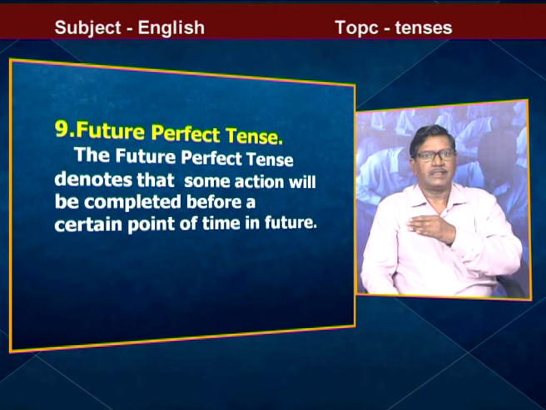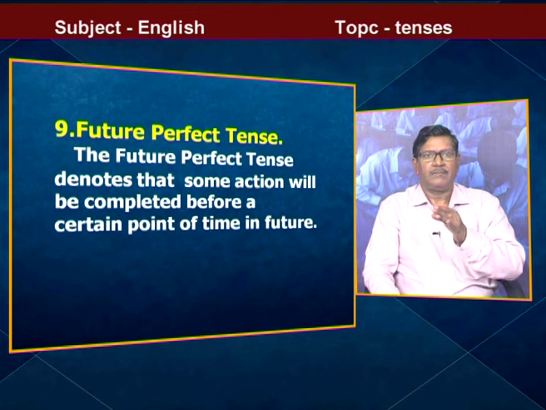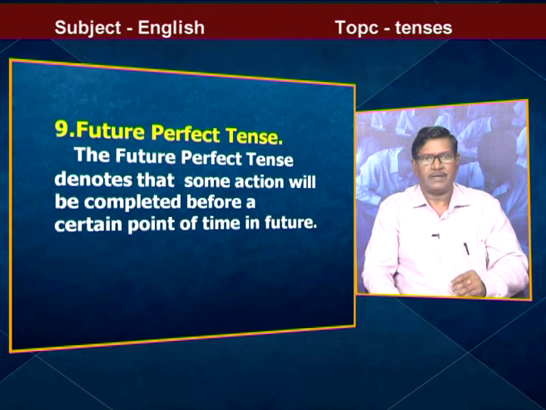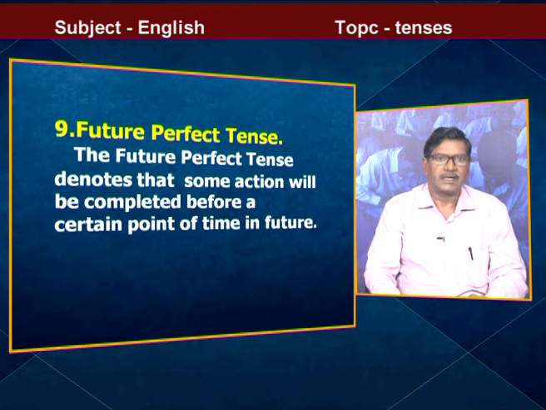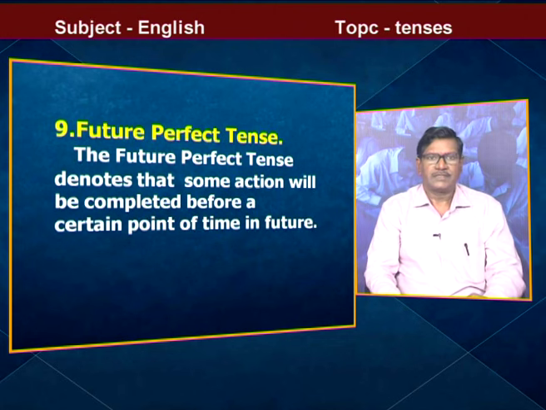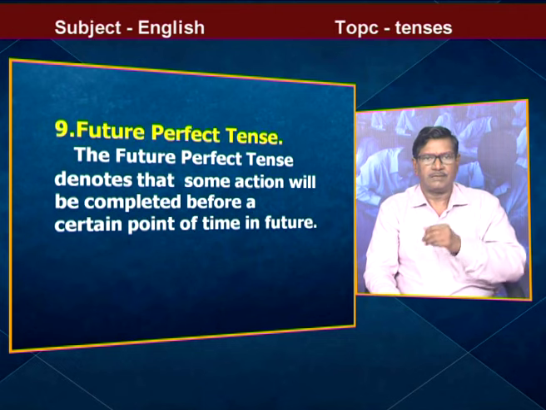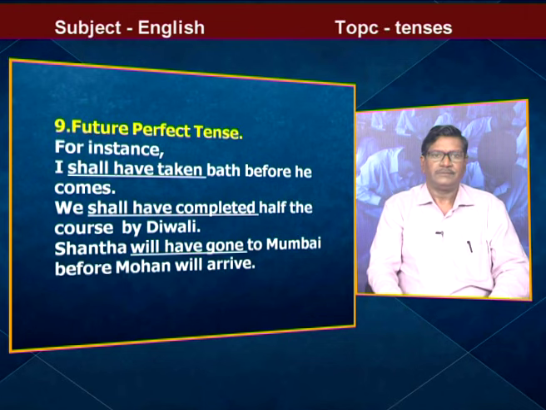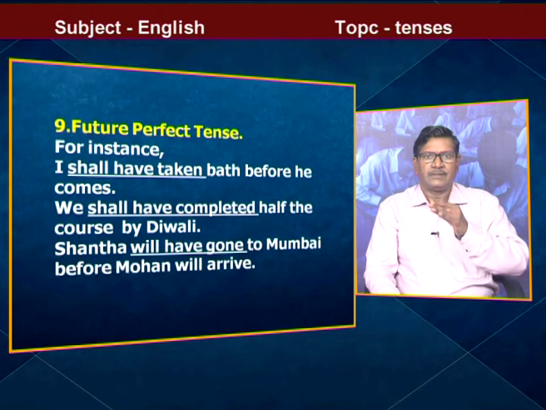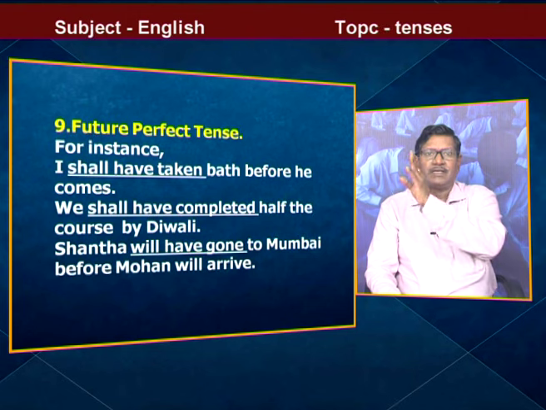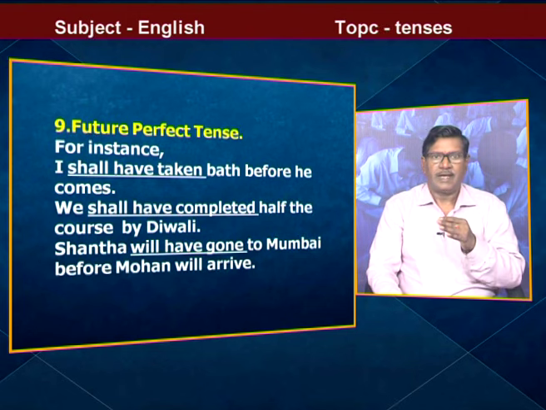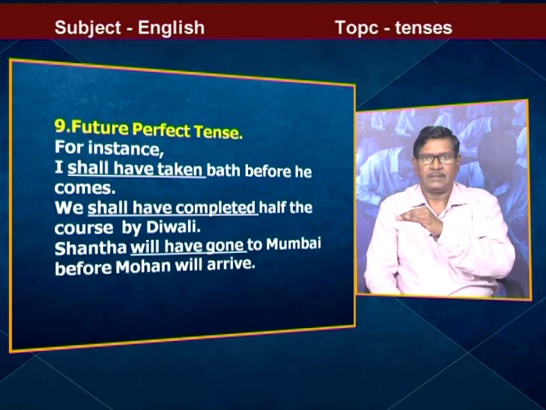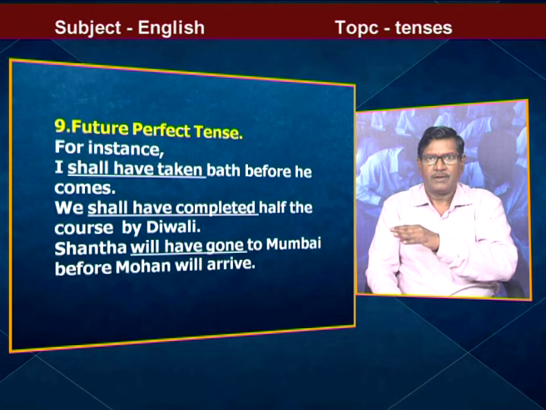Future perfect tense denotes that some action will be completed before a certain point of time in future. This is future perfect tense. For instance, let's see some sentences. I shall have taken bath before he comes. That means the action will be completed before a certain point of time in future. I shall have taken bath. Taking bath will be completed sometime in future before he comes.